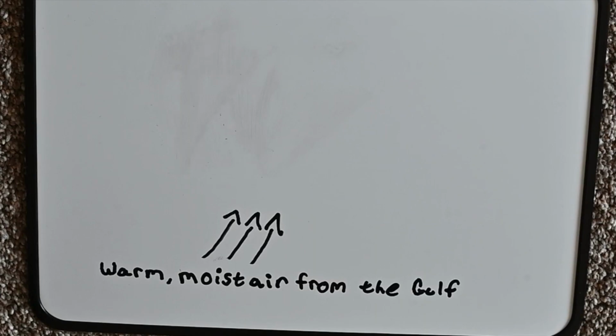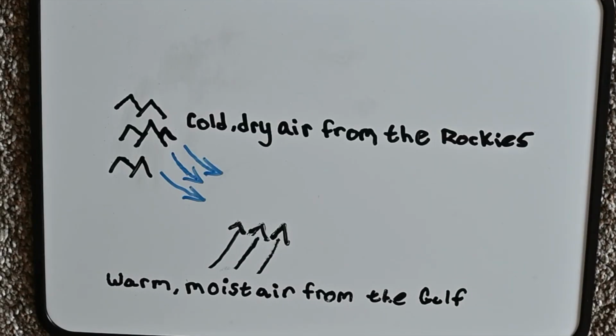In what is colloquially termed Tornado Alley, moisture comes in the form of warm, humid air surging northward from the Gulf of Mexico. This unstable air mass meets colder, drier air from the Rocky Mountains, where it causes the warmer air to be forced upward, but we'll talk more about that later.